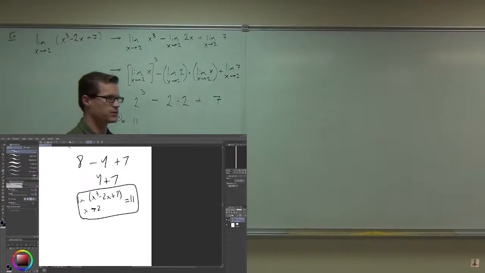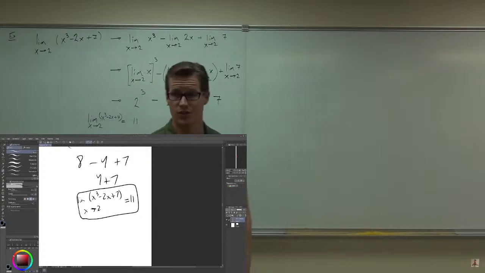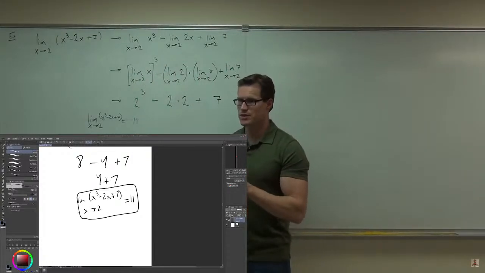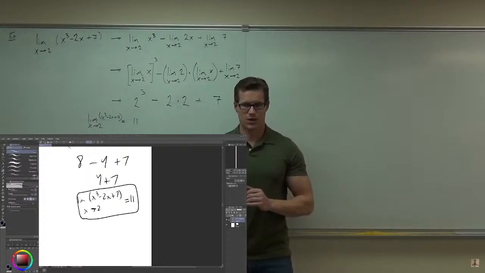8 minus 4 plus 7? Looks like 11 to me. Did you get 11 as well? That means we've just calculated our very first limit without doing tables and without looking at graphs. We're able to do this.